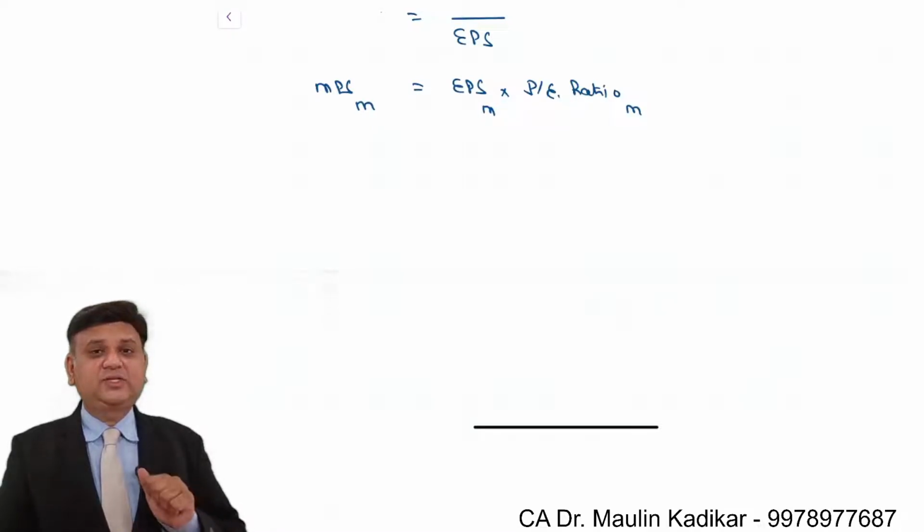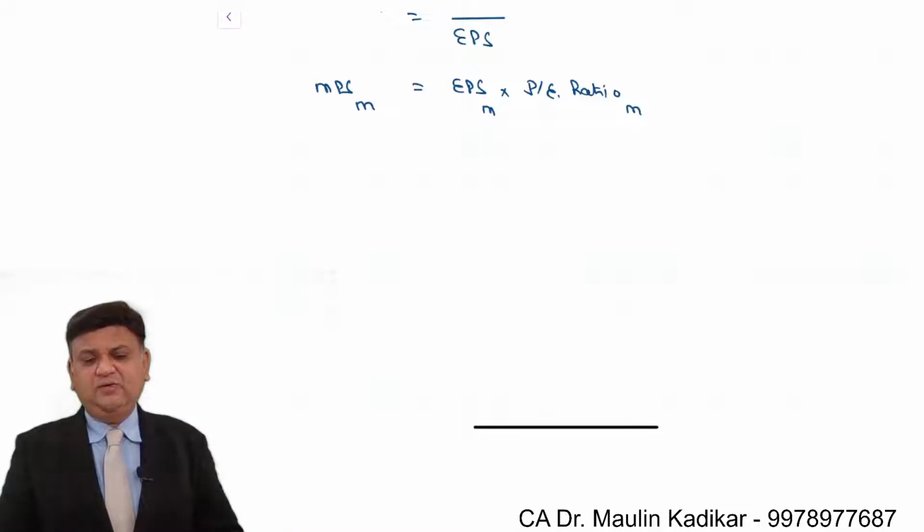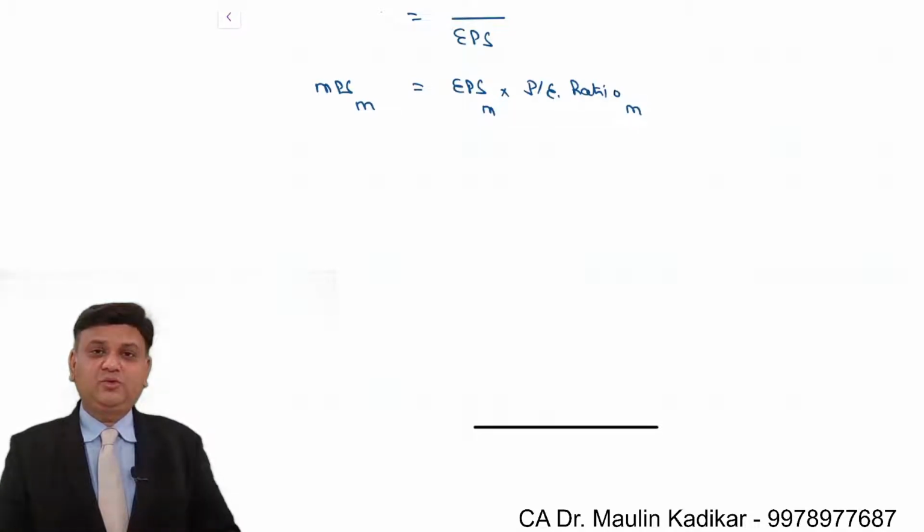We already have understood that the EPS of the merged firm can be calculated as earning after taxes of the merged firm divided by number of equity shares of the merged firm. Earning might be increasing, it may not be increasing, whatever may be the situation that would be provided to us, that we are required to consider.